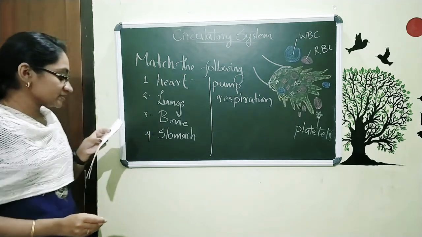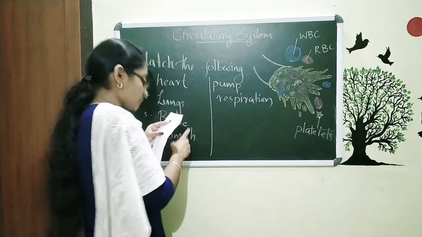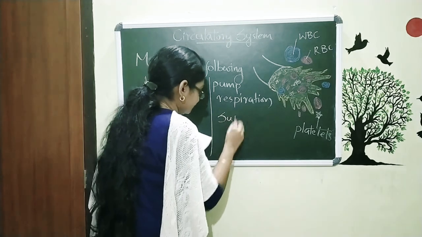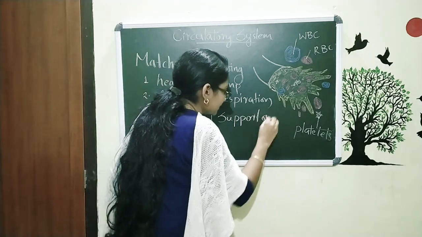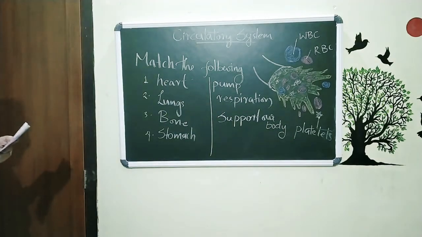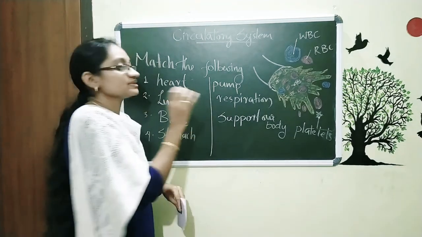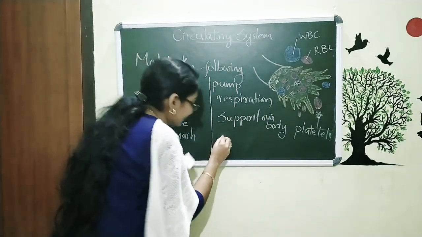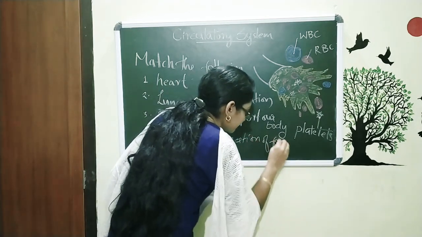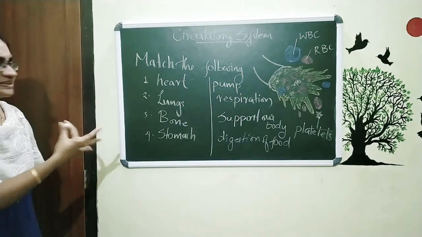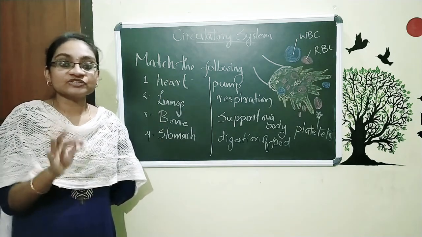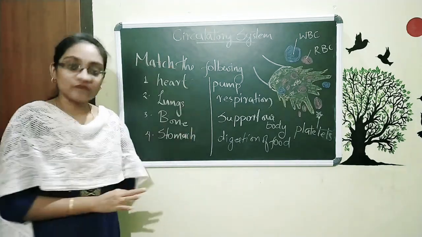And what about the bones? We already studied about these bones and the answer is that they support our body. And the last one is the stomach, and the function of the stomach is digestion of food. This is a simple table that we are just explaining. There are different organs and each organ has its own functions.